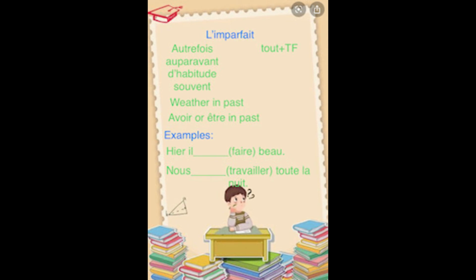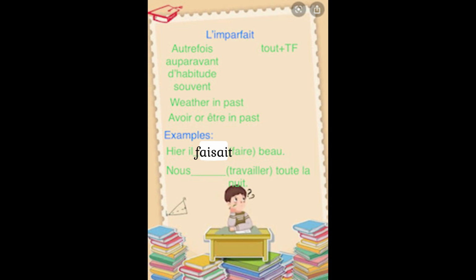The first sentence is hier, il, beau. The verb is faire. Now we can see that hier has been used. Therefore it is a past context, and also it is used to describe weather. So we have learned that whenever we describe weather in the past, we always use imperfect. So we will use imperfect and it will be written as hier, il faisait beau.